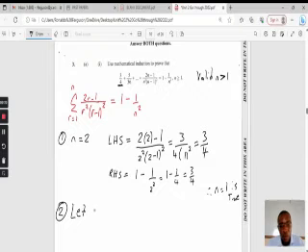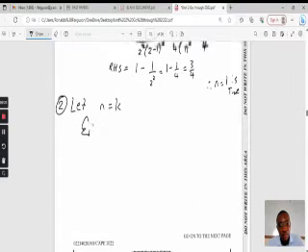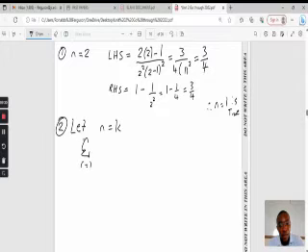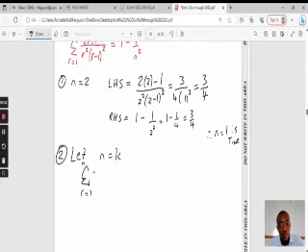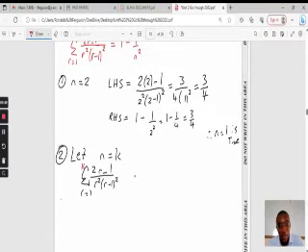For step number 2 now, let n equal k. So when we let n equal k, we have the sum from r equal 1 to n of (2r minus 1) over r squared times (r minus 1) all squared, and we said let n equal k. So now where that n is, we put the letter k. Once you put the letter k, this is what we have. It's equal to 1 minus 1 over k squared. And we assume true.